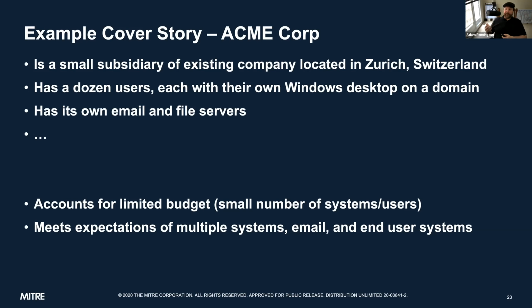And so this isn't the story I get to tell the adversary, but it's what I will then fit the rest of my deception into. So this little story tries to account for the fact that we might have a limited budget. So why is it that we've only got a small number of systems and this isn't just some big gargantuan enterprise? It also tries to meet the expectations that we think the adversary might have. So expectations of multiple systems, having email accounts, as well as there being end user systems with people logged into them.